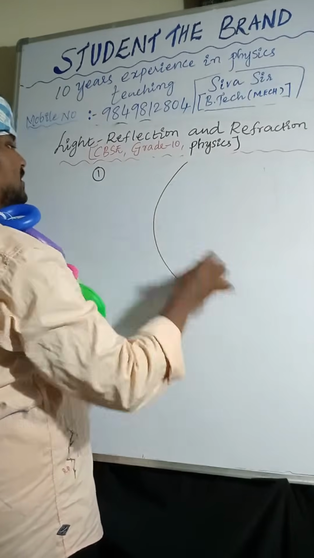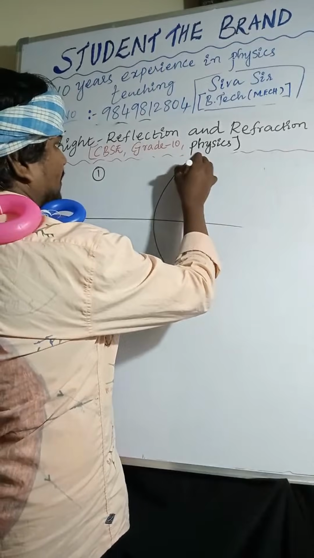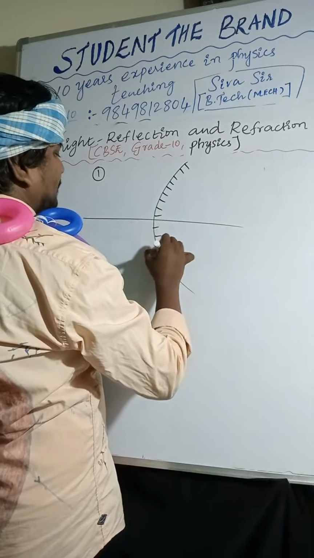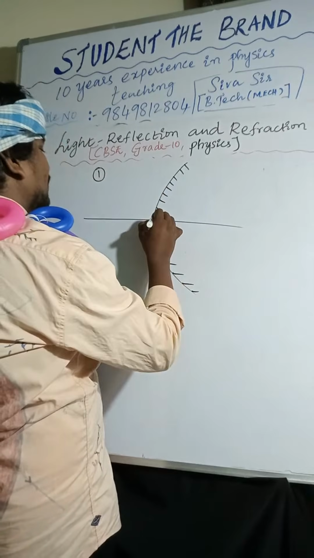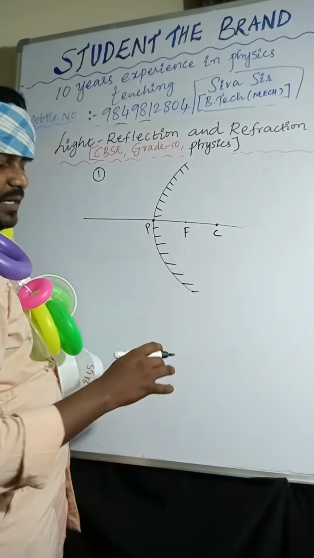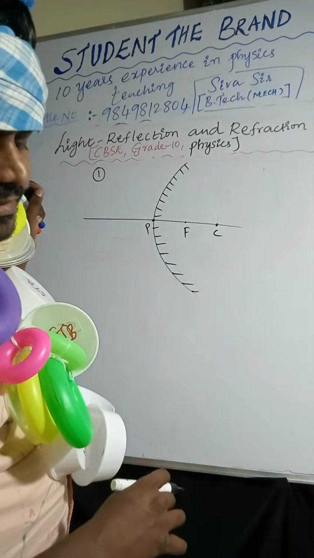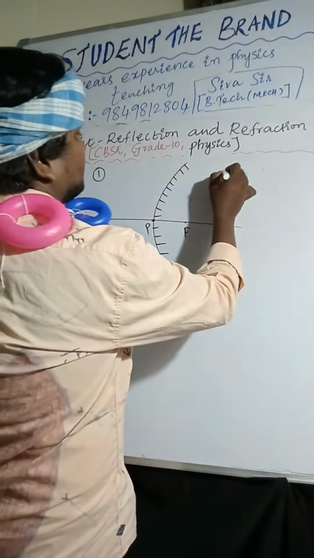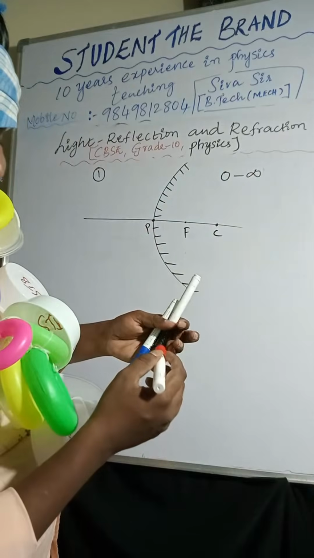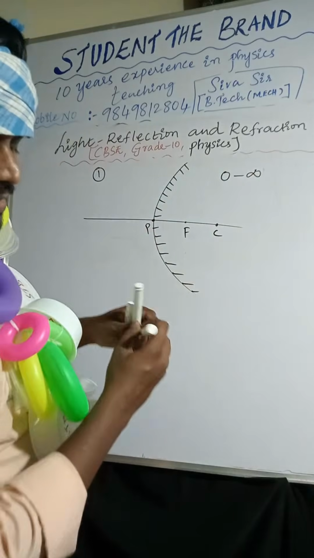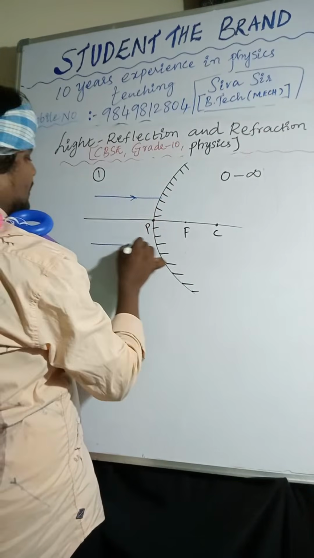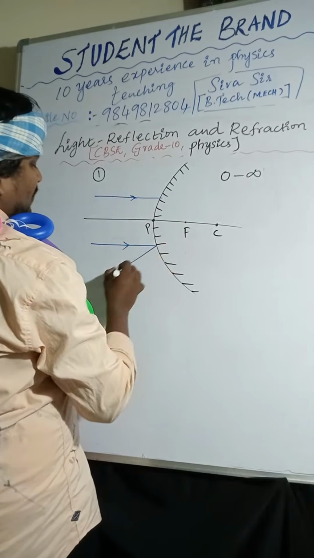So first image formation in the convex mirror. I am taking a convex mirror like this. Here I am considering the pole, focus, and center of curvature. Object is placed at infinity. One light ray I am taking like this. How many light rays are required to form the image of the object?